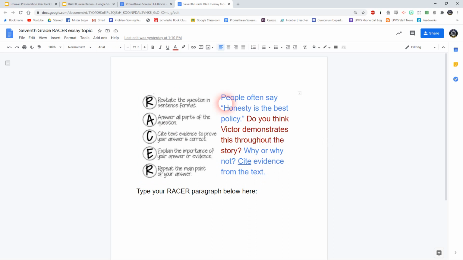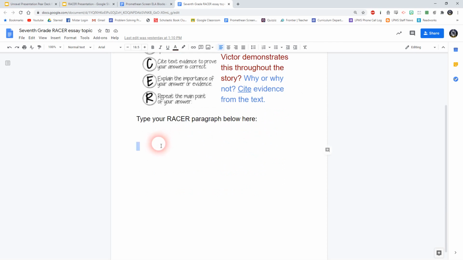On the right, I just put the question. It's the exact question I just told you: honesty is the best policy. Do you think Victor showed that in the story? Your answer will go down in this area where you have a blank area to do your work. Okay? Now, I'm going to help you in a couple of ways.